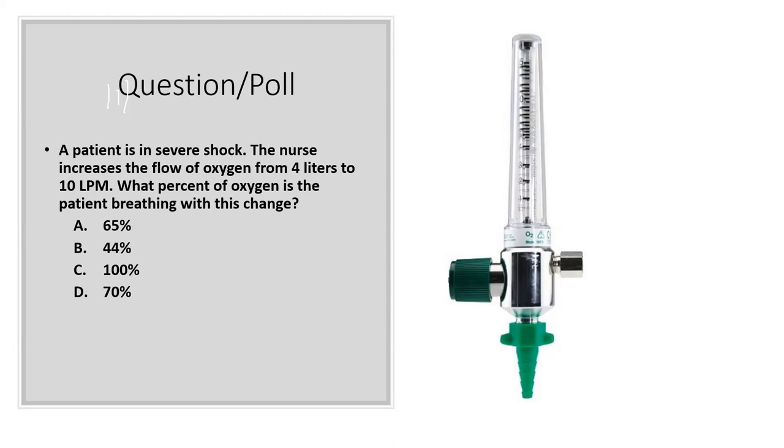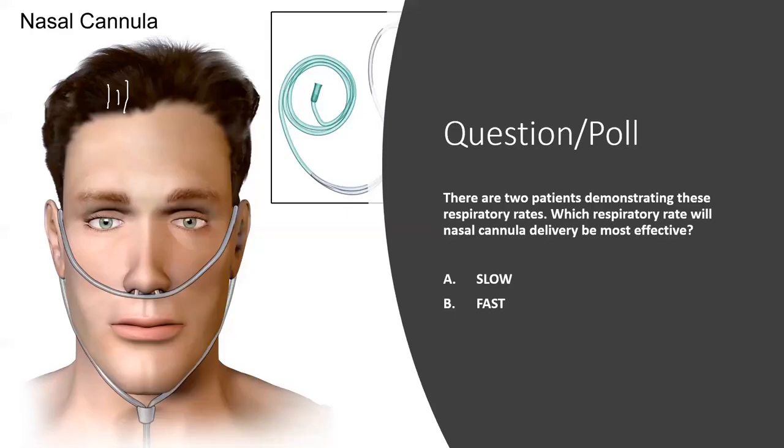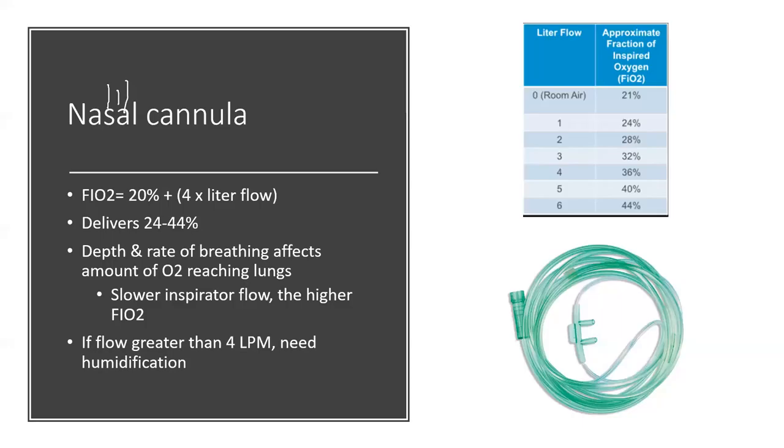Okay. So let's go back to one simple instruction over here. The limit of the delivery of a nasal cannula is going to be at 6 liters per minute, which means to say that it is going to be right over here, 44%. What are we saying here?